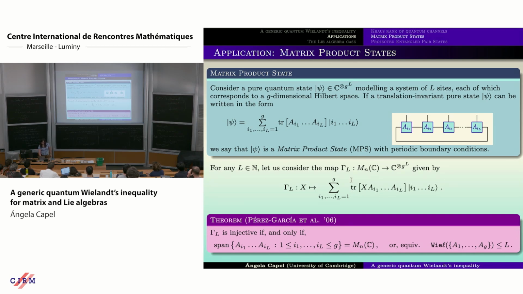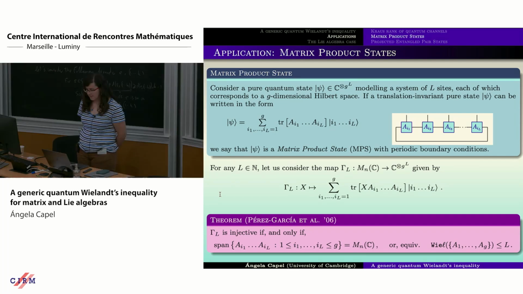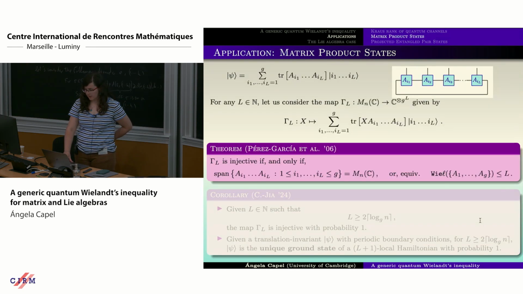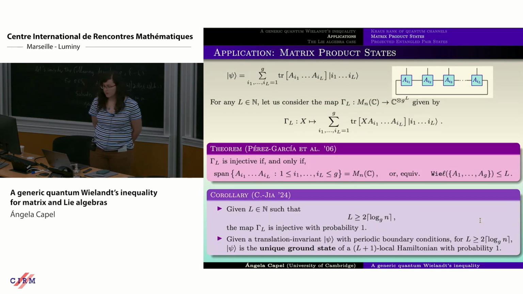And now if we consider this map, you see again that you have the trace of any observable x times all the product of these matrices. And what they showed in this paper is that this map is injective if and only if the span of the products of matrices that appear in the argument of the trace spans the whole matrix algebra, which means that we are again in the same business. So this map is injective if and only if the Wielandt length of this set of matrices is upper bounded by capital L, and therefore we can apply again the result here.